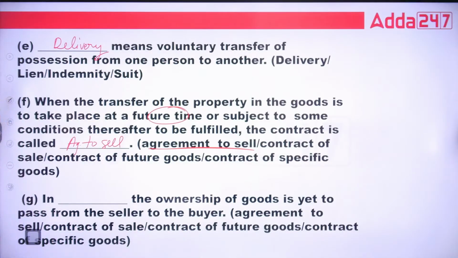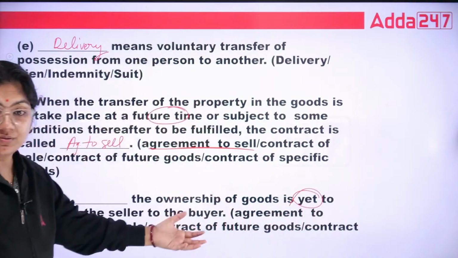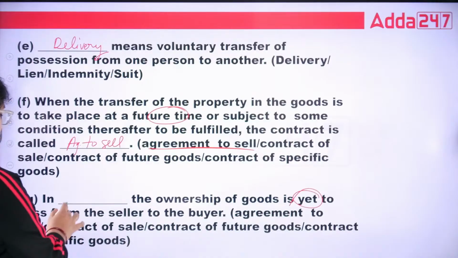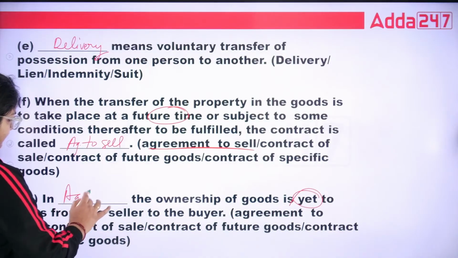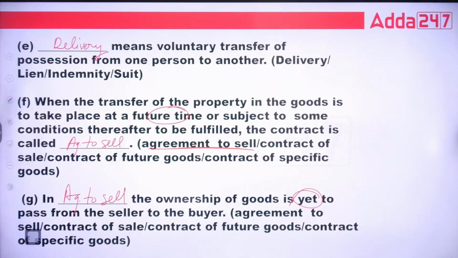Now, in dash, the ownership of the goods is yet to pass. Yet means that is future. So this is also called what? Agreement to sell. This is the right answer.